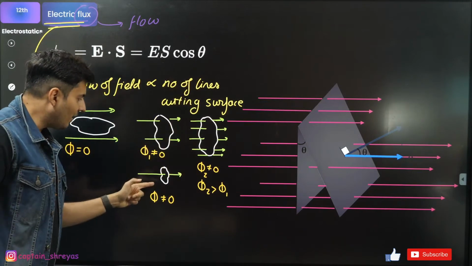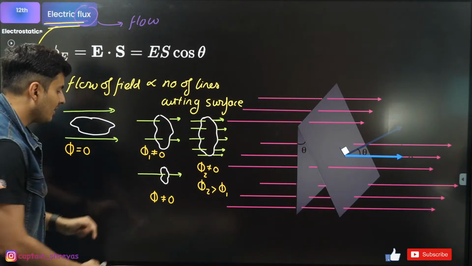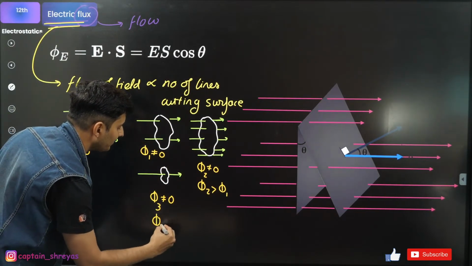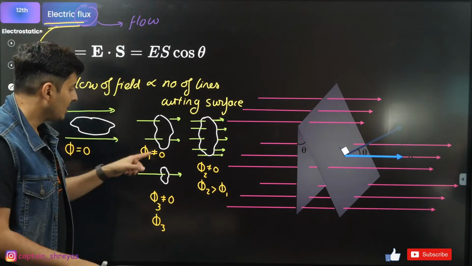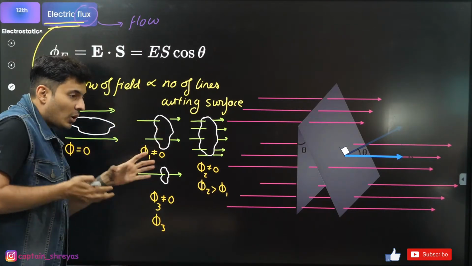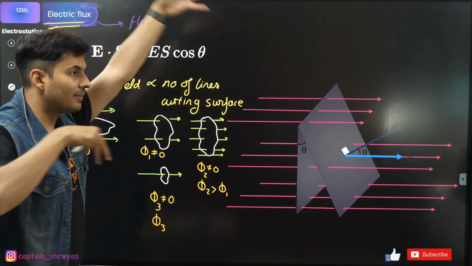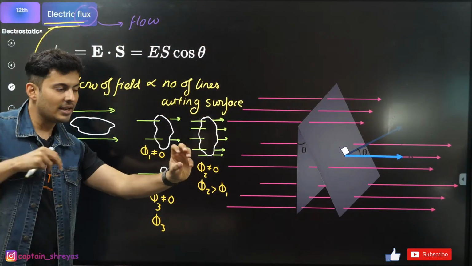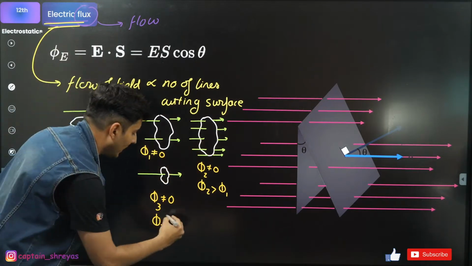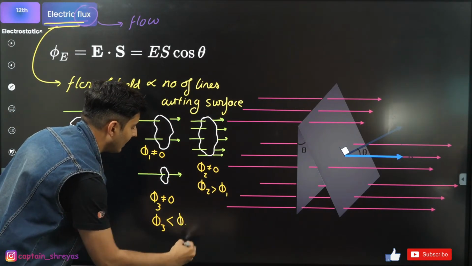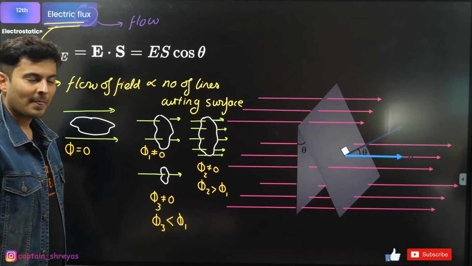Yes or no? Here, if you compare phi 1 and this, let's say for example phi 3, think logically, guys. Here the area is less, so fewer lines will pierce. If the area is more, you will take in other field lines also. If you reduce the area, you will miss certain field lines. So hence phi 3 will be less than phi 1. Yes or no, guys? Perfect.